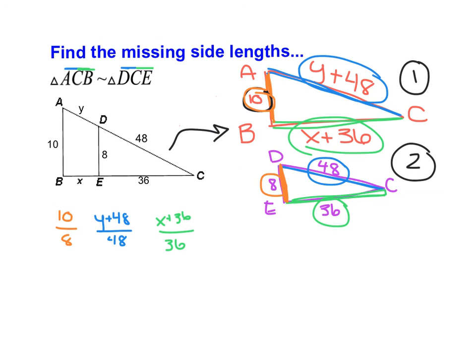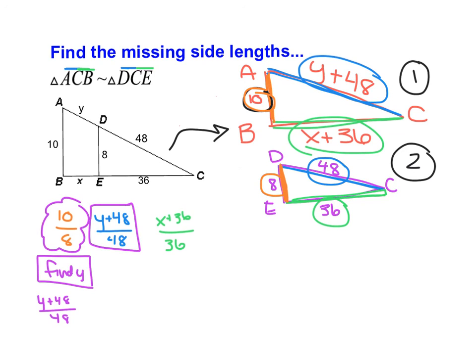So now from here, what I'm going to do is take 2 of these and decide which variable I'm going to find first. So let's start with finding y. Let's start there. So I'm going to choose a ratio that contains y, which is right here. So I have y plus 48 over 48. And then I want one with two numbers, so I'm going to choose 10 over 8 and set them equal. Now, hopefully what you're noticing is that this one looks a little bit different, but we have all of the knowledge that we need to solve it.